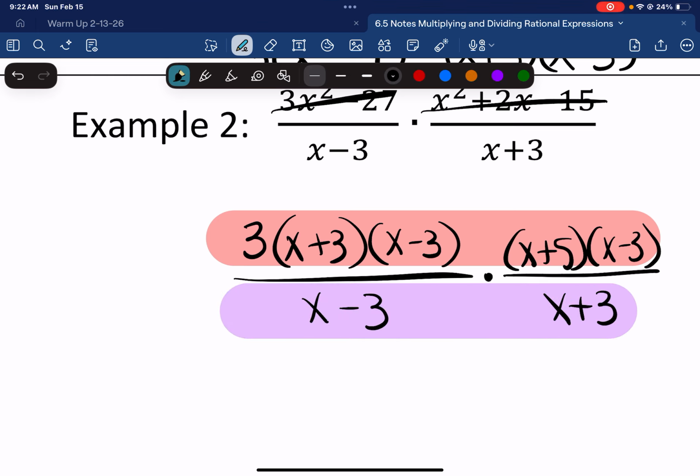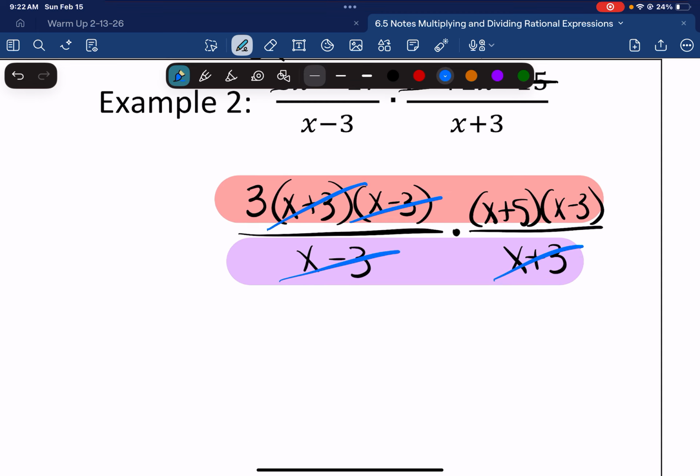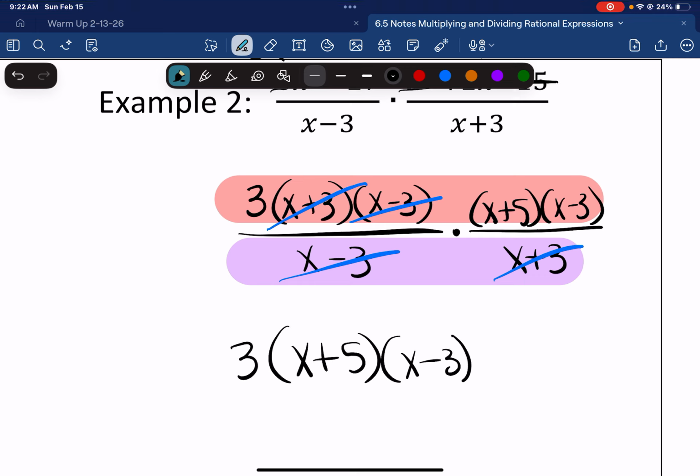What can we divide out of both the numerator and the denominator? Well, I see right here that I have an x minus 3 divided by x minus 3, so those reduce to 1. I have an x plus 3 in this numerator and an x plus 3 in this denominator, so those both reduce. And we're left with 3 times x plus 5 times x minus 3. Now this right here is our factored form, right? This is our factored answer.